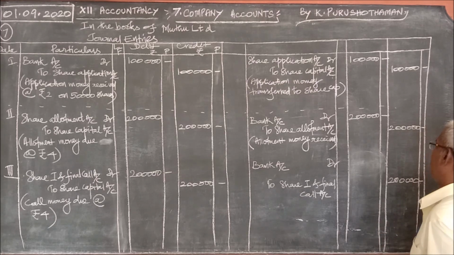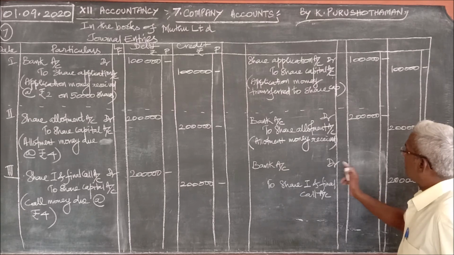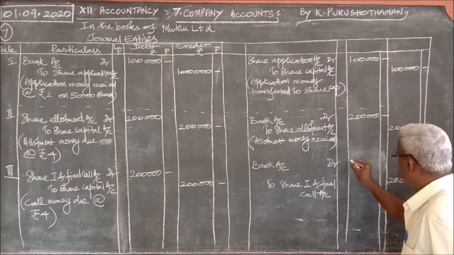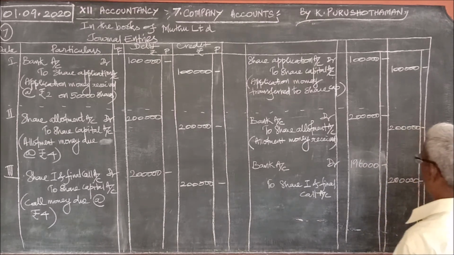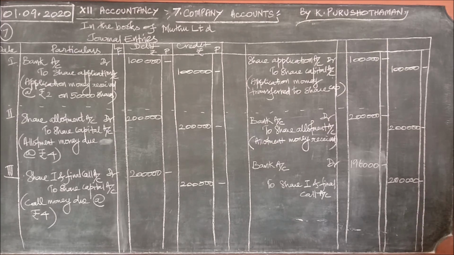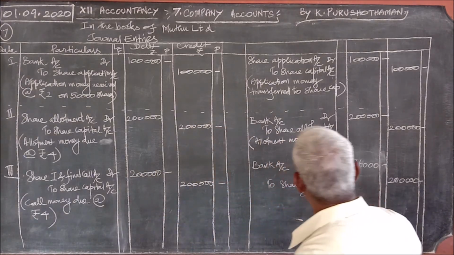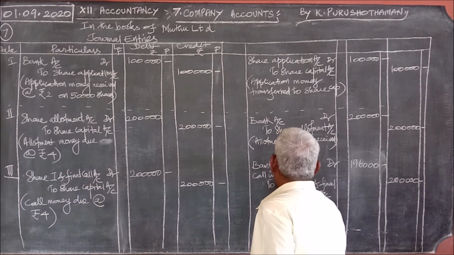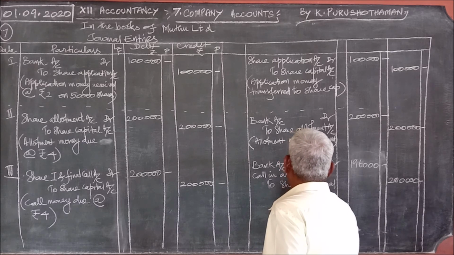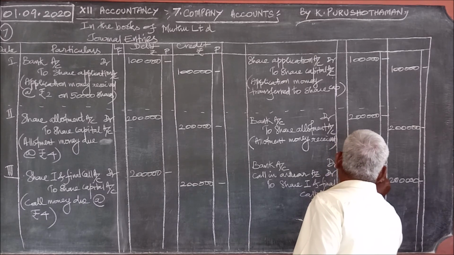Therefore, for 1,000 shares, the call money 1,000 into 4, 4,000 rupees, the bank did not receive. Therefore, it must be 1,96,000 only. But the share first and final call account must be 2 lakhs. So what should we write? Call in arrear account. Call in arrear account debtor 4,000 we should write.